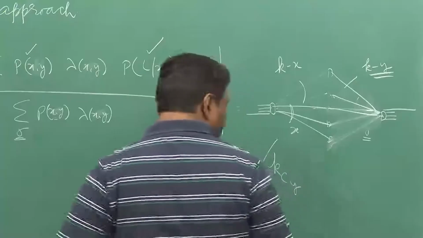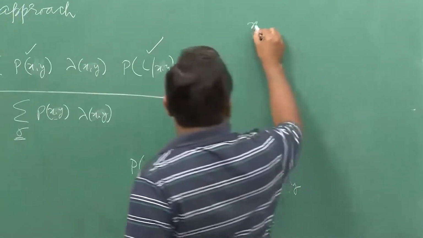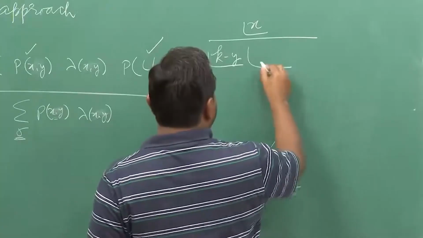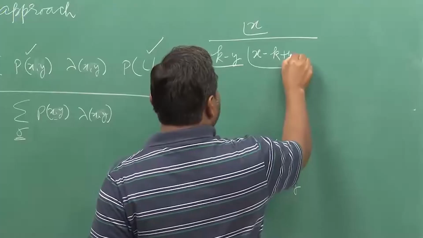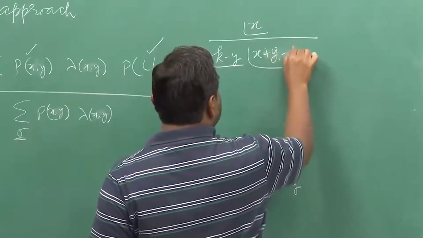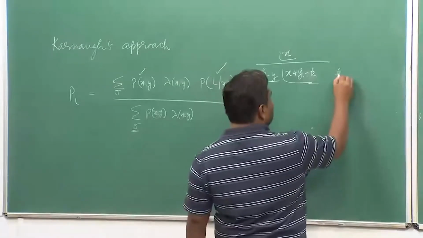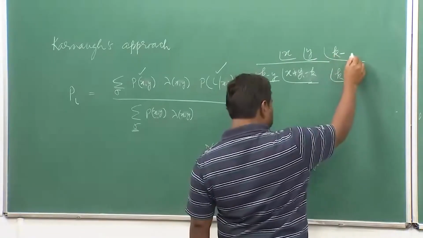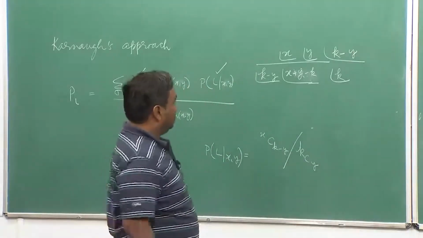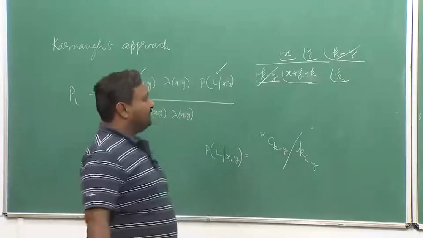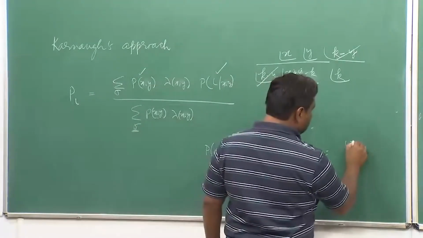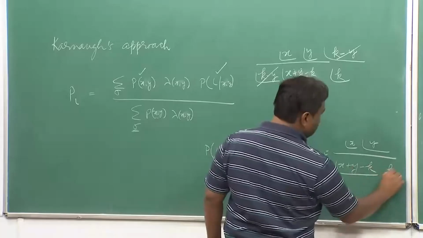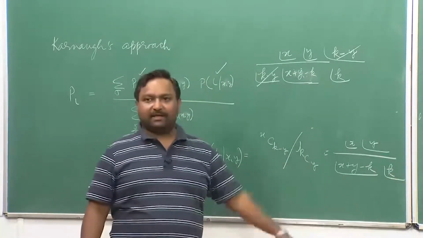So, I can solve this and we will get x factorial by k minus y factorial, x minus k plus y factorial. In fact, I can write this as x plus y minus k factorial, and then of course k factorial, y factorial, k minus y factorial. So, this one will cancel, and that is what will be the probability: x factorial y factorial by x plus y minus k factorial k factorial.